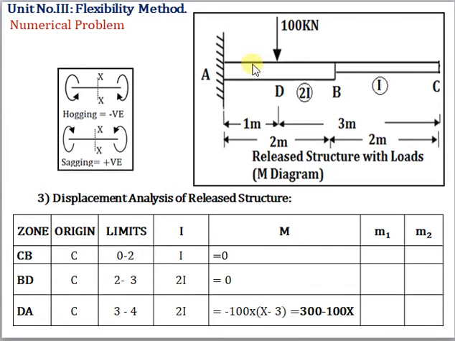Next is your DA zone. Take a section in the DA zone. This is your DA zone and this is your section XX. Now consider the right hand side. This is the origin, so let's consider the right hand side, and the distance with respect to the origin is x.